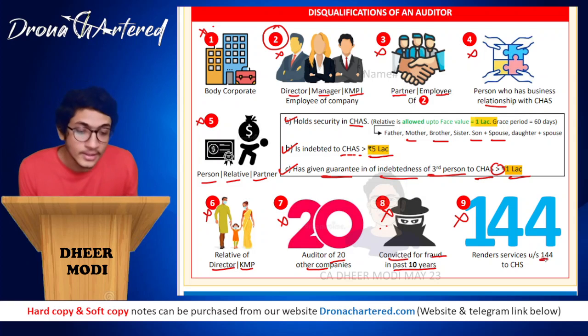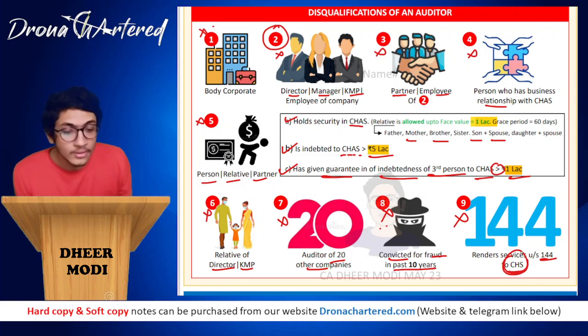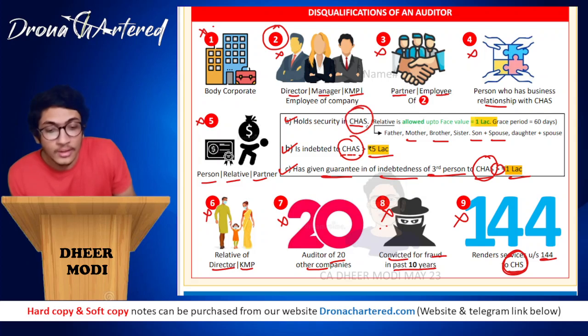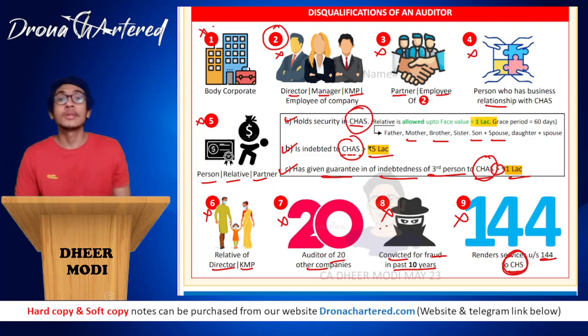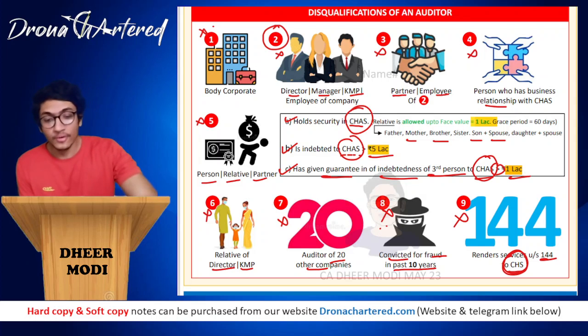And last is your section 144. So if you render any service mentioned under section 144 to CHS, remember over here it is only CHS. Over here we are always studying CHAS. Okay, so over here it is only CHS, that is company, holding and subsidiary. That means if you are giving the service to an associate, that is okay. So under section 144, we have already done the services.